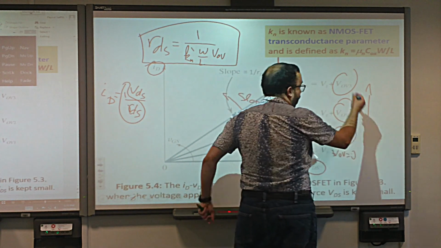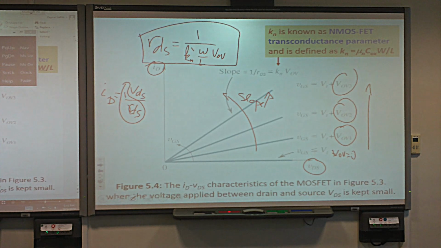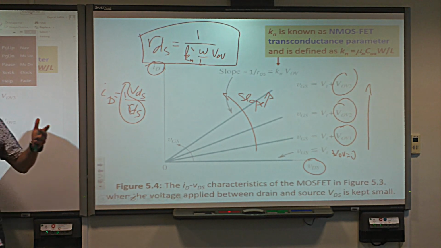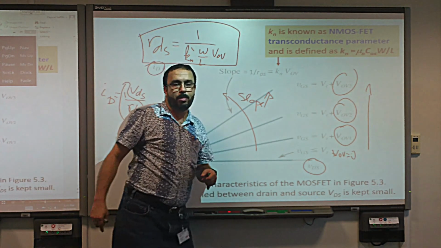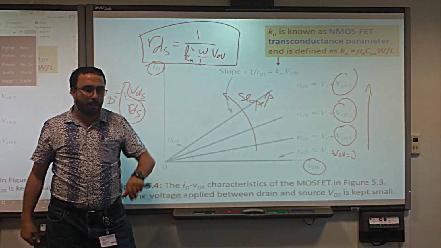In summary, the overdrive will increase my slope. In a very short summary, as we increase the overdrive, we increase the slope, and consequently, we decrease basically the resistance of the channel.